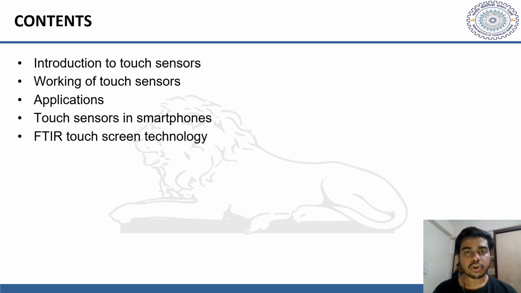So first, I'm going to talk about an introduction to touch sensors, what touch sensors really are, and what the two popular types of touch sensors are. Then I will be talking about the working of the touch sensors for both of the types. Then I will be talking about applications of touch sensors in our daily life, and then I will be discussing touch sensors in smartphones. And after that, I will be talking about FTIR touchscreen technology, which is currently being researched.